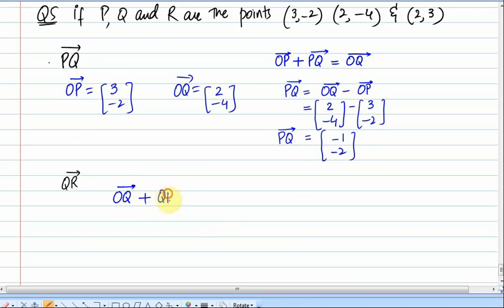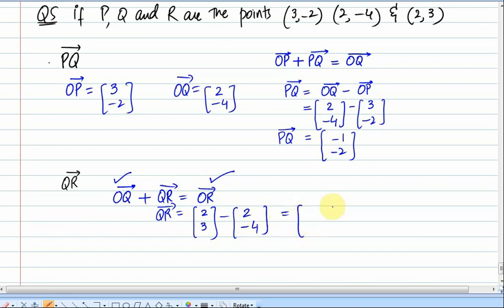OQ plus QR is equals to OR, right? The value of OQ is known, the value of OR is known. That means you can easily find out the value of QR. So QR is equals to the value of OR, it's (2, 3), minus the value of OQ, (2, -4). When you solve them, 2 minus 2 it's 0 and 3 plus 4 it's 7. So that is the value of QR. I hope that all of you get the same answer.